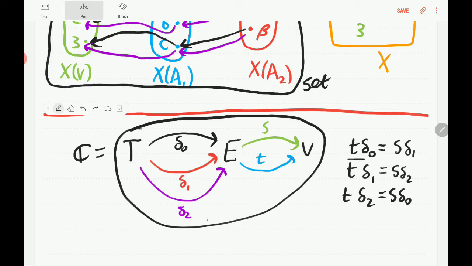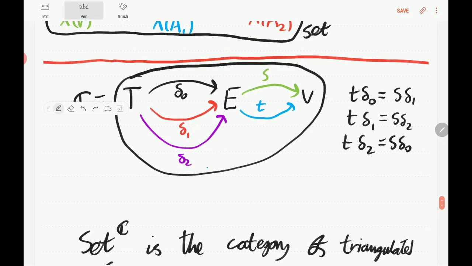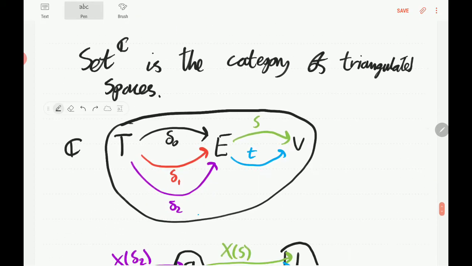And we suppose that T after delta 0 equals S after delta 1, T after delta 1 equals S after delta 2, and T after delta 2 equals S after delta 0. So when we have this kind of setup, we can think of set to the power of C as the category of triangulated spaces. Now, this is just my own name for it. Well, I'll have more to say about how we can think of this in a wider context and connect with the other literature in a moment, but let's just think about what this actually means.